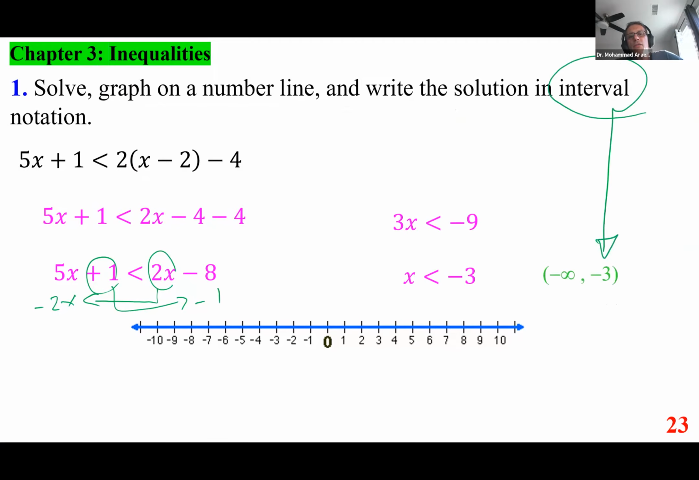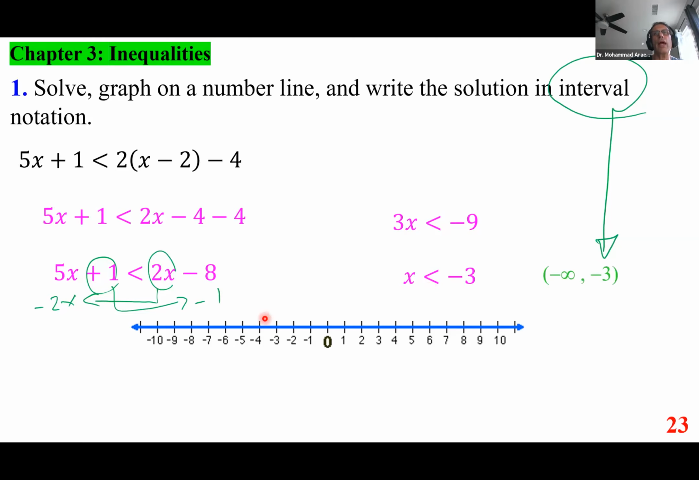This is the interval format. Notice, since x is less than -3 and the endpoint is not included, we use the parentheses. As far as infinity or -infinity, we always use parentheses. We always use parentheses. This one, the reason we use a parenthesis is because it's less than.